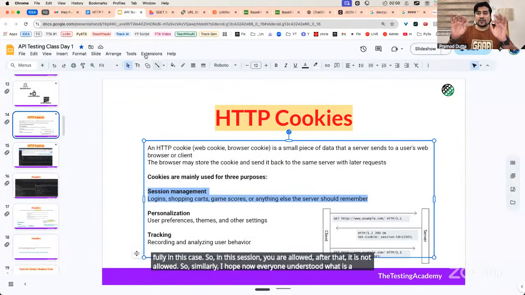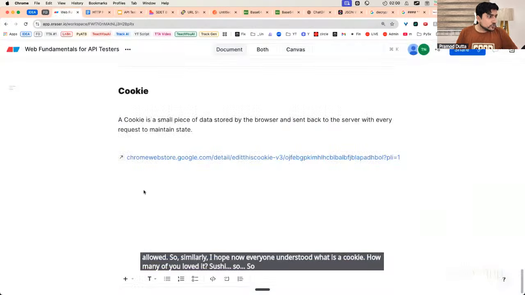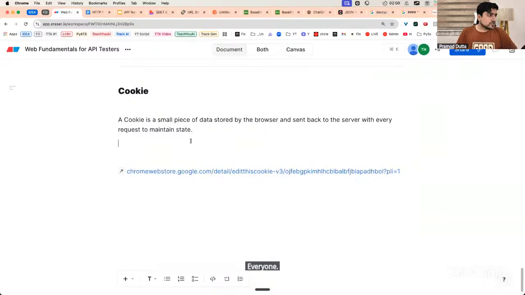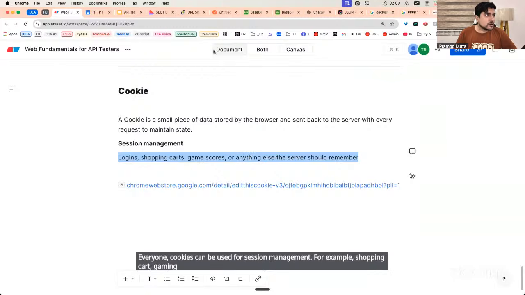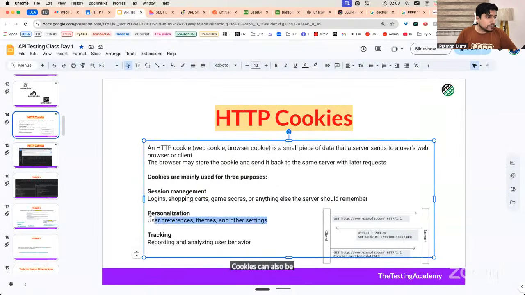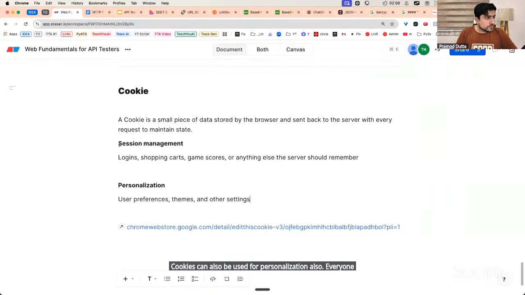How many of you loved it? Give me yes in the chat. So cookies can be used for session management. Everyone, cookies can be used for session management, for example shopping carts, gaming scores, and everything. Cookies can also be used for personalization.